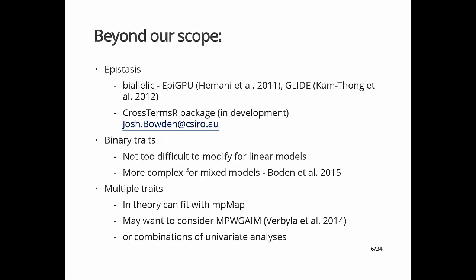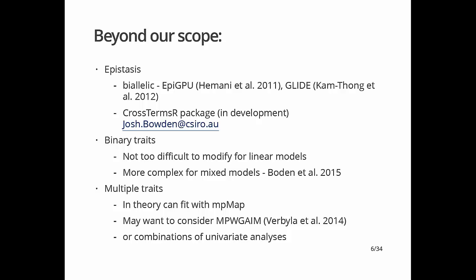So beyond what I'm going to talk about, and really beyond what's in the base MP-map, are a number of things. One is epistasis. If you want to look for biallelic gene-gene interactions, I recommend looking at these other 2 packages, EpiGPU or GLIDE. They were built for human association mapping studies, but they will work for many other studies. And I've put references at the end of these slides.